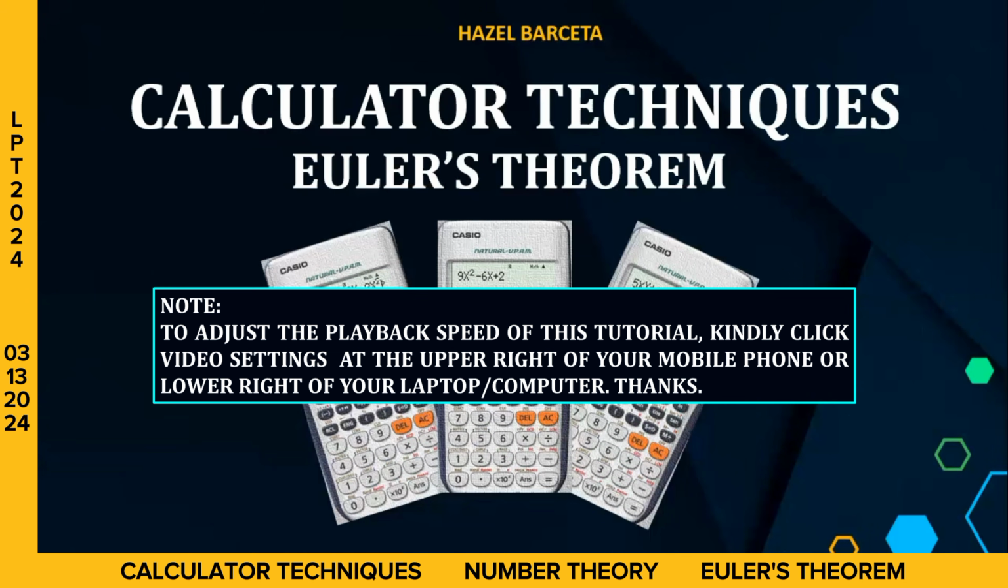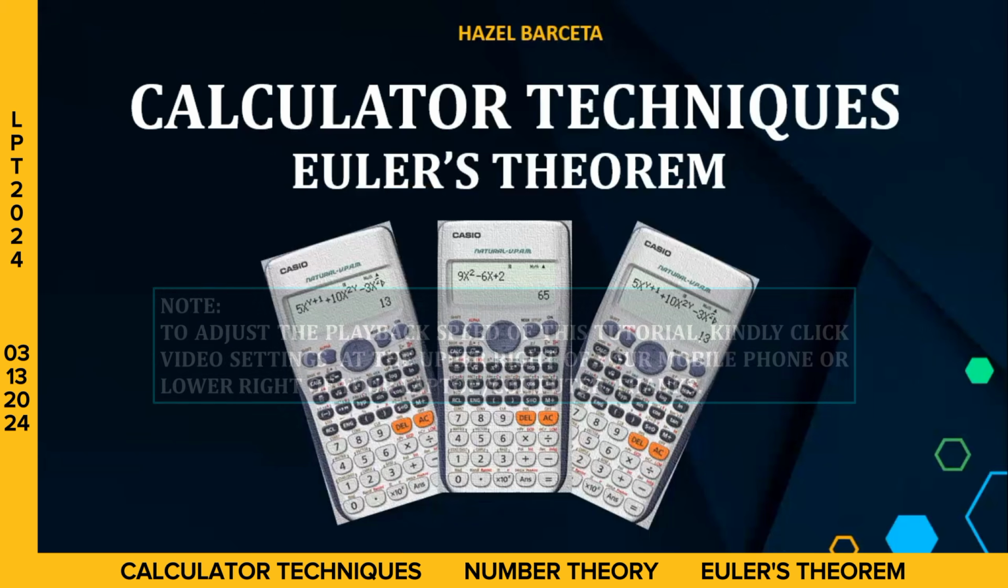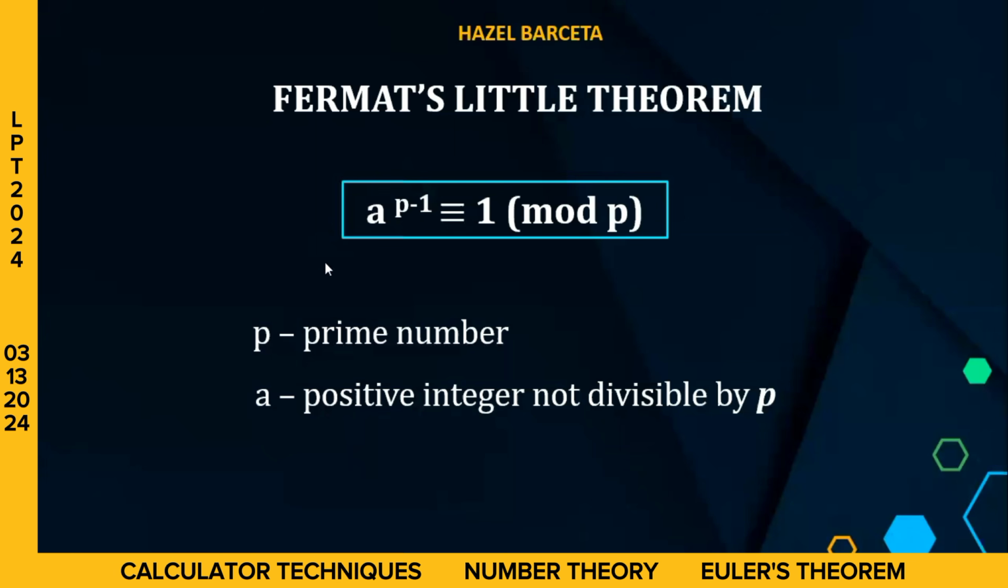But before we start, let us recall first our FLT. So we have this formula for FLT. A raised to P minus 1 is congruent to 1 mod P, where P is a prime number and A is a positive integer not divisible by P. So, kay Fermat's po, para sa prime number lang ang ating modulo. So, ang modulo po natin dito ay prime number lang.